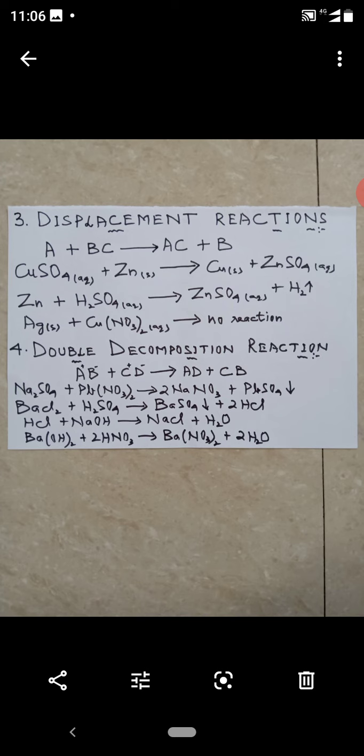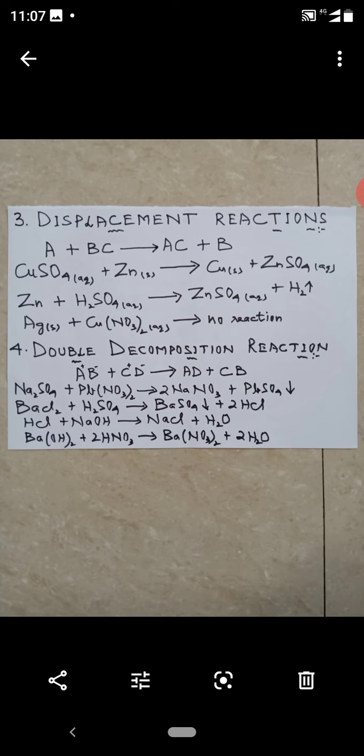Now, what is a displacement reaction? Please make a note as you did earlier. Write the definition: when an element displaces another element from a compound and takes its place, the reaction is called a displacement or substitution reaction. Again, when an element displaces another element from a compound and takes its place, the reaction is called a displacement or a substitution reaction. You can see it there.